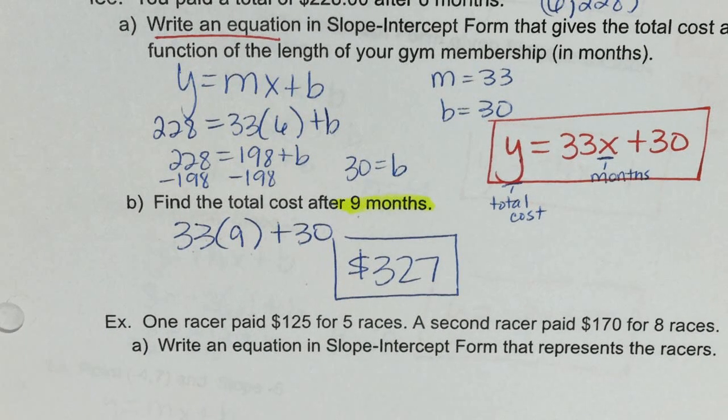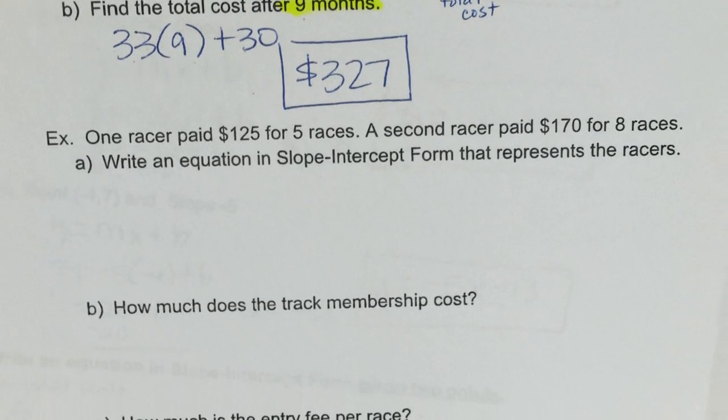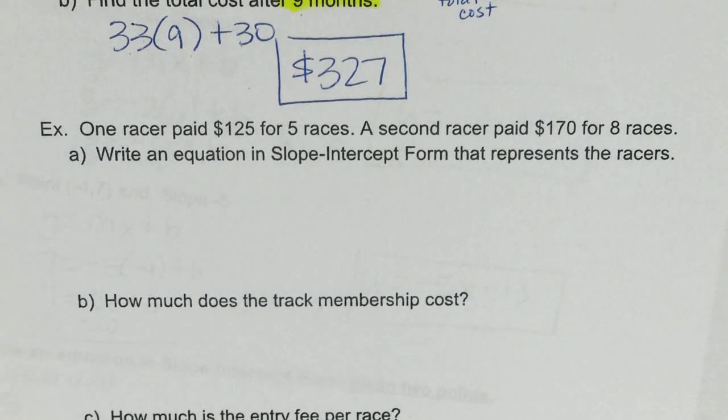All right, let's look at the next word problem. One racer paid $125 for 5 races. Another racer paid $170 for 8 races. What did they just give you? Did they give you a slope? Did they give you a point? They gave you 2 coordinates, which is our favorite because we get to use stat.